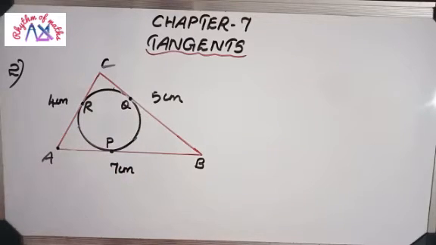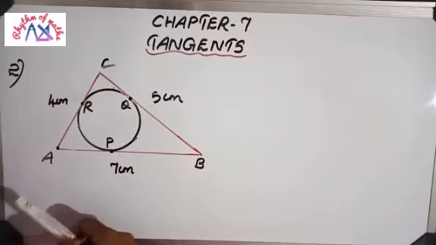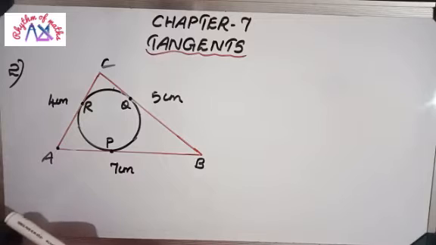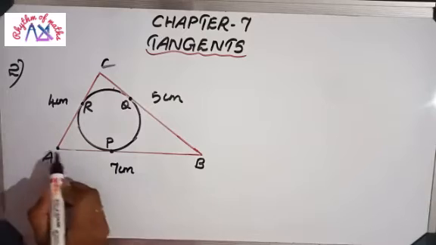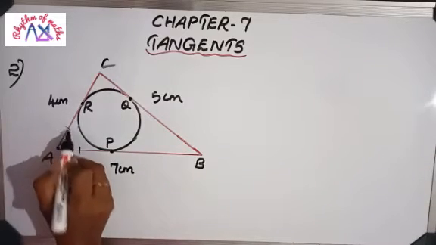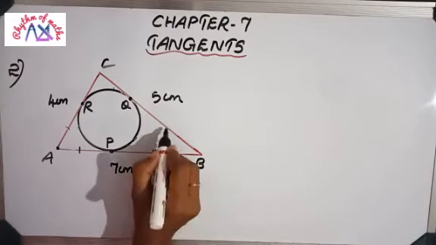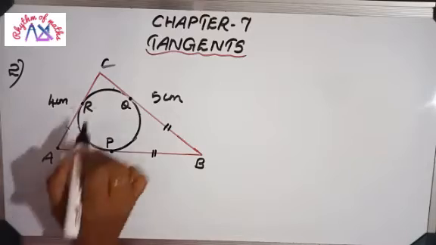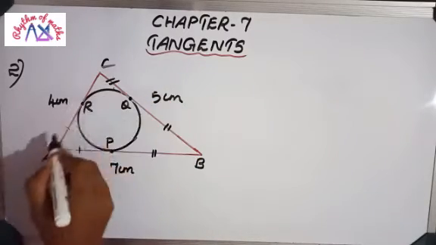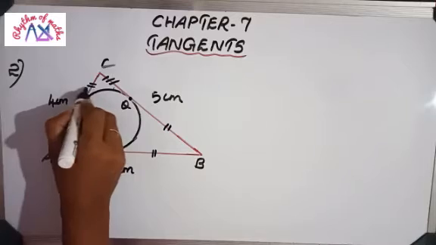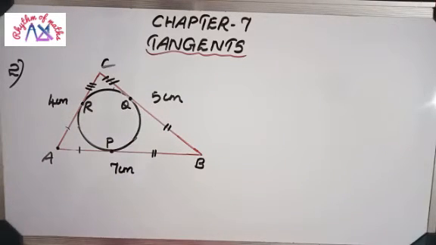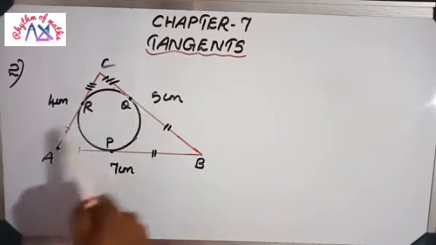Here the concept we are using is, we know from a point outside a circle we can draw 2 tangents and those 2 tangents will be equal. So here which are the equal lengths? AP and AR are equal. AP equal to AR. Second one, BP equal to BQ from the point B. Similarly, CQ equal to CR. These are the equal tangents. Here we have the total lengths AB as 7, BC as 5, AC as 4 cm.